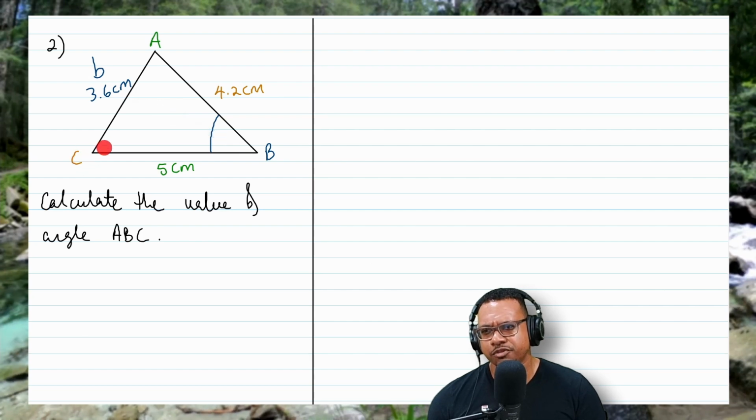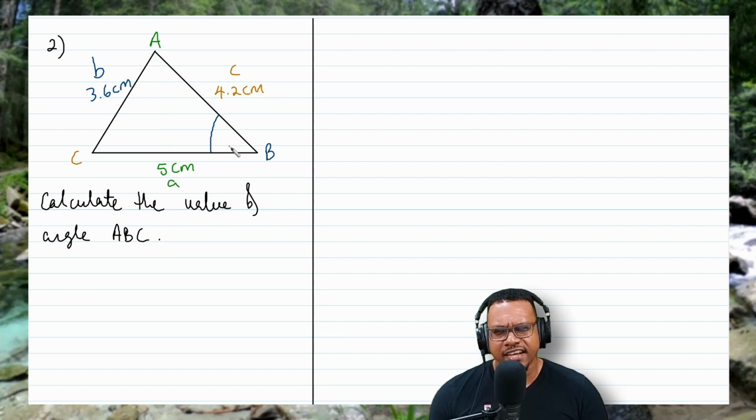If this is capital C and we draw a line from it, it will touch this side here. So this 4.2 is lowercase c. And likewise, if you draw a line from capital A, it will touch this side here. So this 5 centimeters is lowercase a. Now we are trying to find angle B here. Therefore, our cosine rule must start with lowercase b so we could end with capital B.